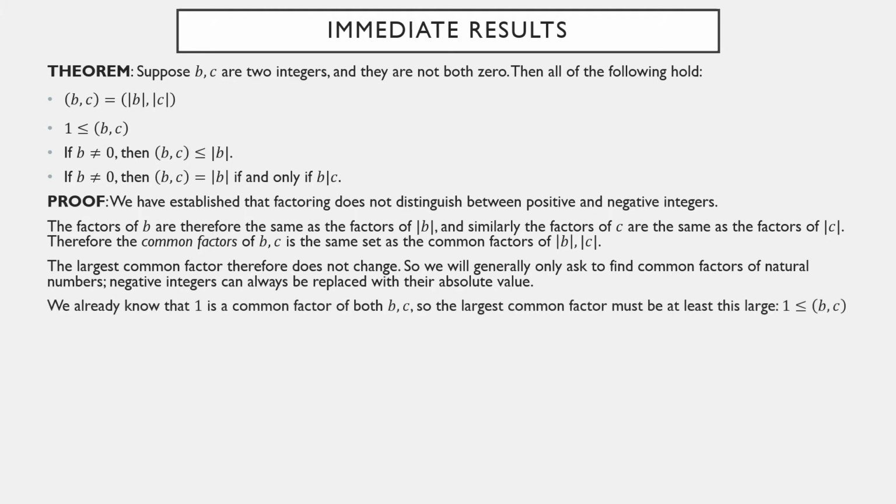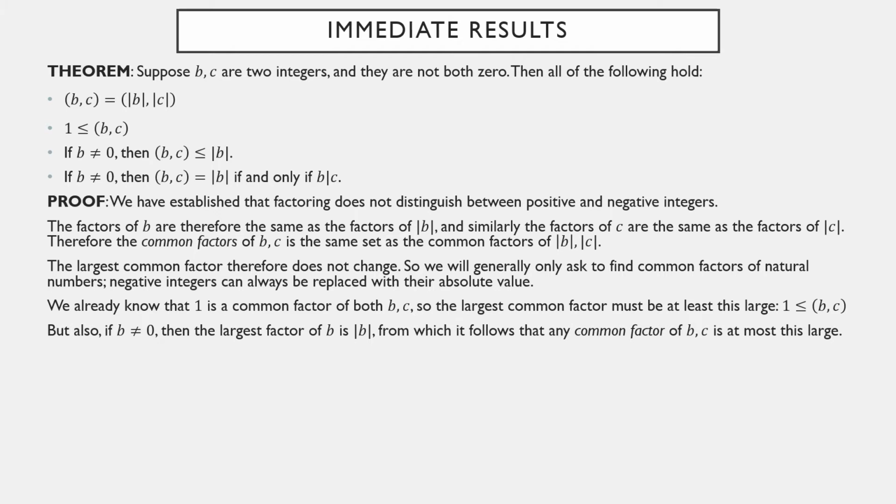Moving on, we know that 1 is a factor of both b and c. So 1 is a common factor of b and c. Over here, we're finding the biggest common factor of b and c. Well, this is a particular common factor. This is the biggest of all common factors, therefore it's at least as large as the other one.